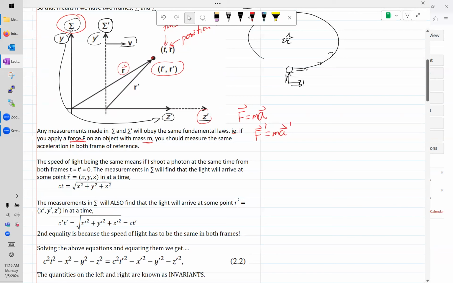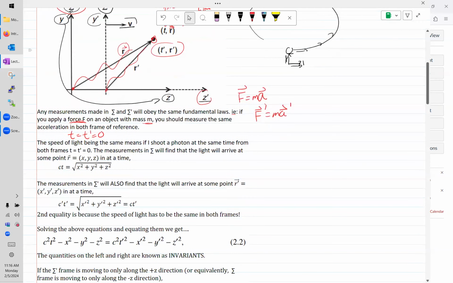And then there's the fact that the speed of light has to be the same in both frames. Let's say I shoot off a little light beam, a photon beam, at t equals 0. I'm going to define it so that both t and t prime are 0 when I shoot the beam. And I'm trying to figure out how long it takes for the beam to reach my position r here. In the non-prime reference frame, you can calculate this because the speed of light is c, and therefore the speed times the time will give you the distance. If you're driving on the freeway at 55 miles per hour for an hour, you will drive 55 miles. Those are just kinematics that we can calculate.